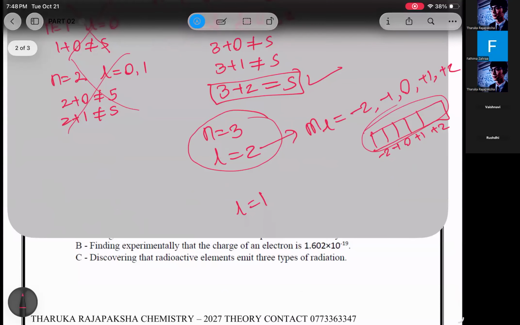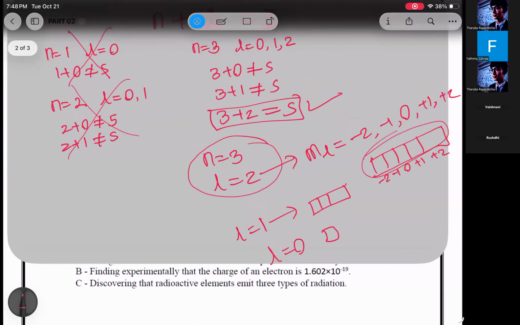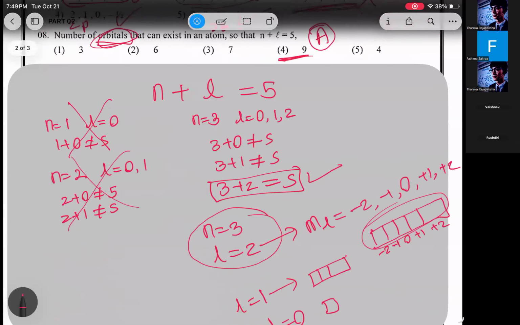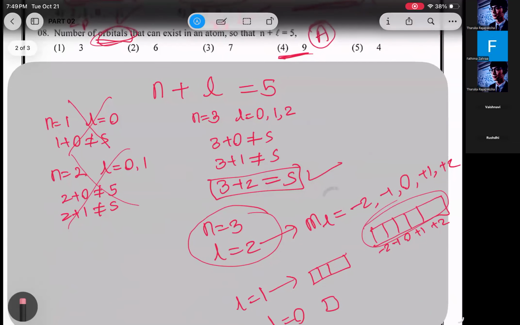When n equals 1, l equals 1, there can be 3, right? And when l equals 0, there can be 1. So altogether 5, 6, 7, 8 and 9 orbitals can exist. 9 orbitals can exist. Sorry, my bad.